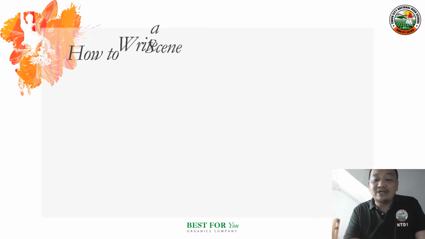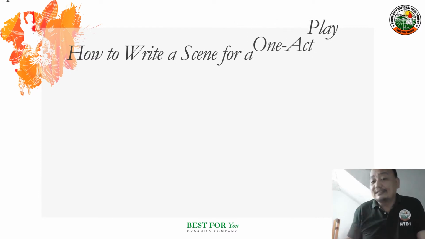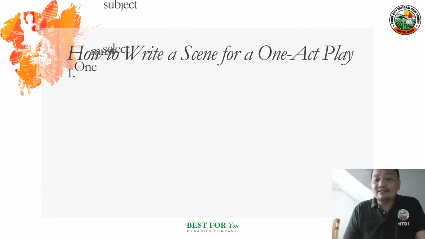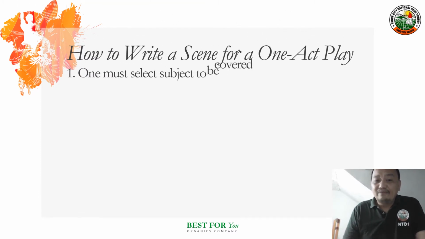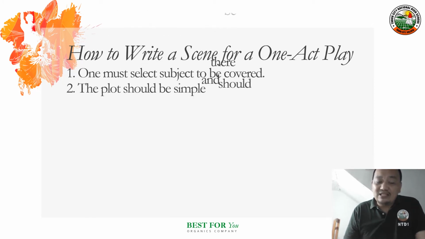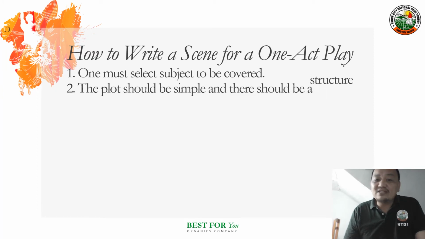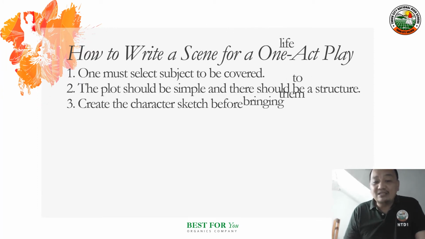At this point, I'd like to talk about the process of writing your scene for your one-act play. For this activity, I'd like you to follow these 5 steps. The first one is to select a subject to be covered. I would like to point out here that I mean a single subject. Do not unnecessarily complicate your scene by making it about several subjects all at once.